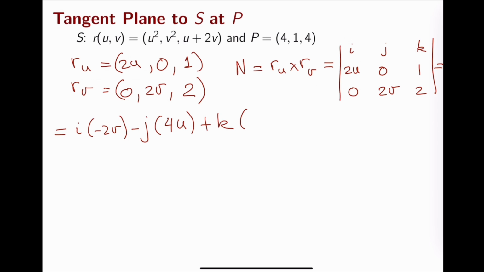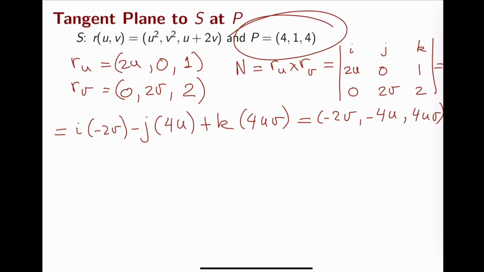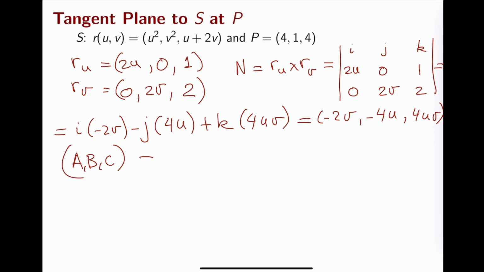So this is then 4uv. So the normal vector is minus 2v, minus 4u, and 4uv. So this is the normal vector in general. Now we need to evaluate at the point P, that in this case is (4, 1, 4). So the normal vector, the (a, b, c), then will be evaluated at (4, 1, 4).